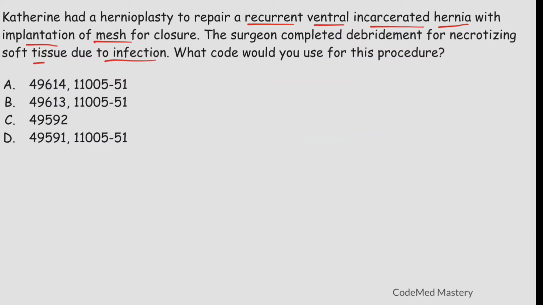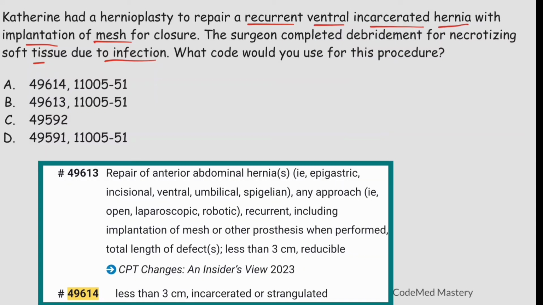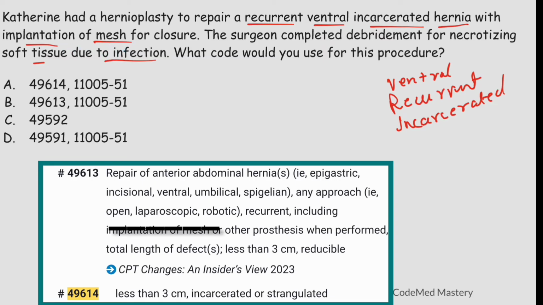In option A, the code 49614 is for repair of anterior abdominal hernia, that is epigastric incisional ventral. In the scenario, they have mentioned ventral, so that is matching, and it is recurrent, that is also matching, and it is incarcerated. So 49614 is for incarcerated or strangulated, that is also matching. And there is also implantation of mesh. In the code you can check, they have mentioned including implantation of mesh. So that is also matching. So the right code will be 49614.